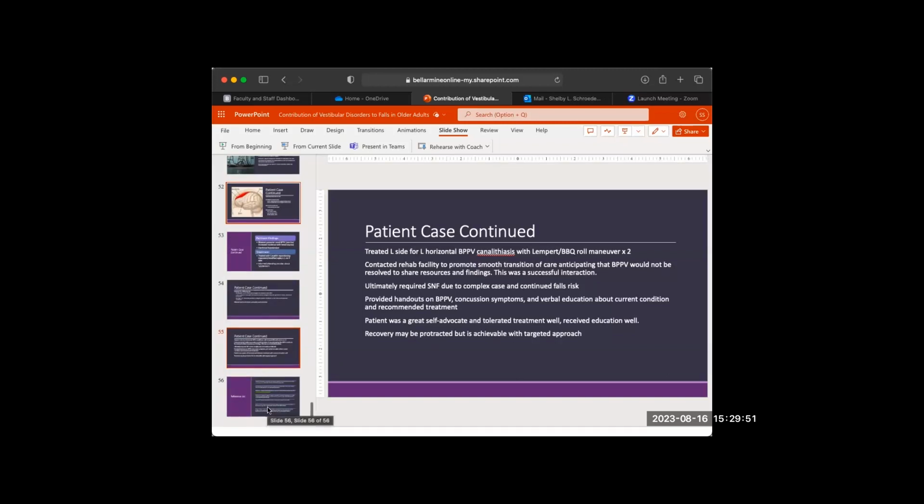And like I said, up to the mid 90 percentile, these cases can be resolved with up to 5 repetitions of this treatment. So very effective and useful for these older adults.